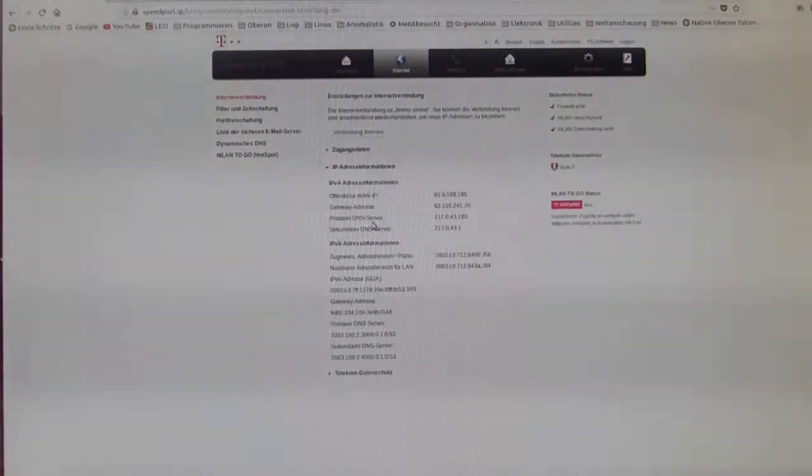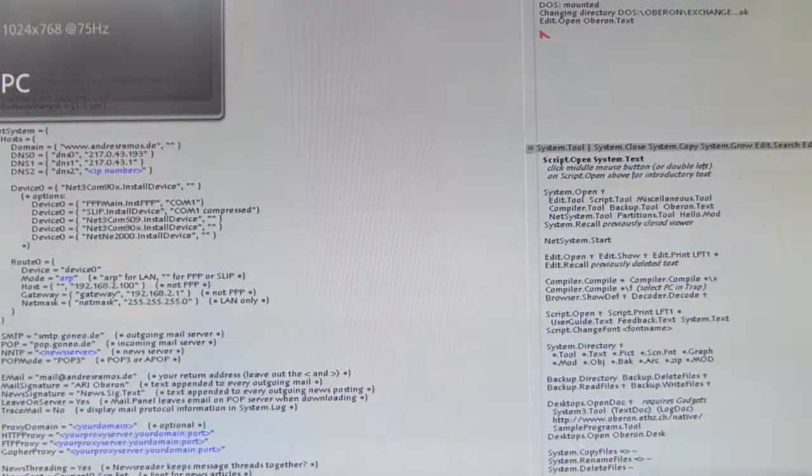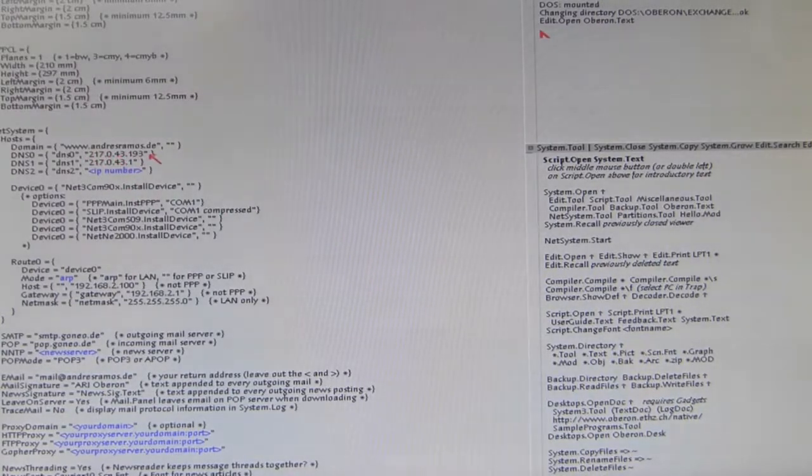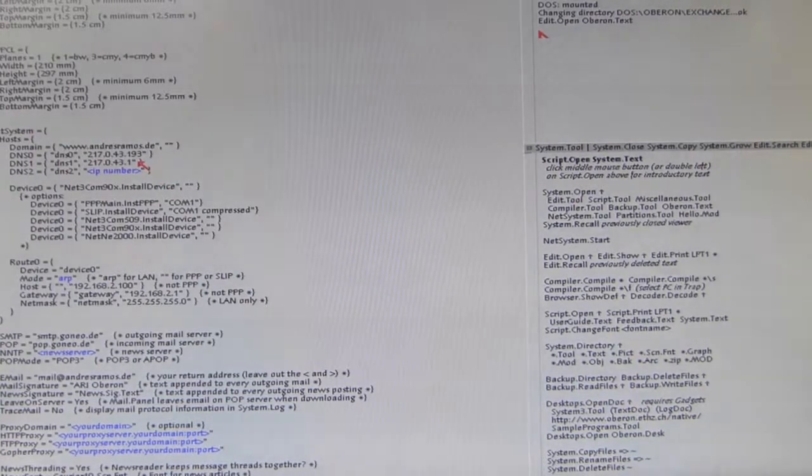you can see I have a primary DNS server and a secondary DNS server. And we have both IP addresses here. Now it's a good idea to write them down on a piece of paper with a pencil. And when we switch over to Oberon again, you can see that these are exactly the two IP addresses I entered here for DNS 0 and DNS 1. I don't have a third DNS server, so I left this line here in the Oberon text file unchanged.